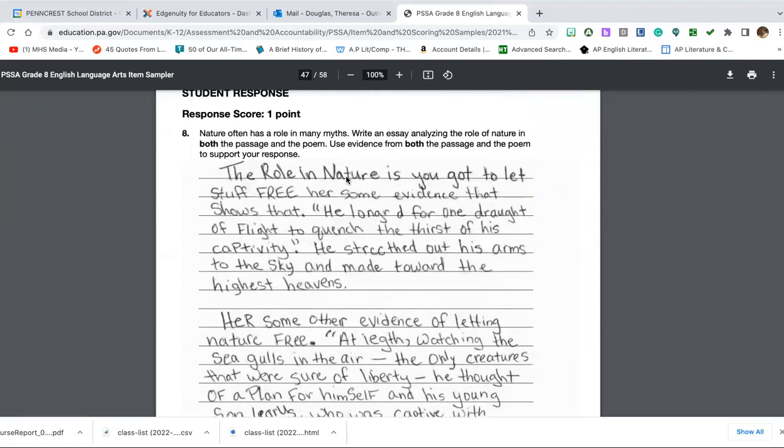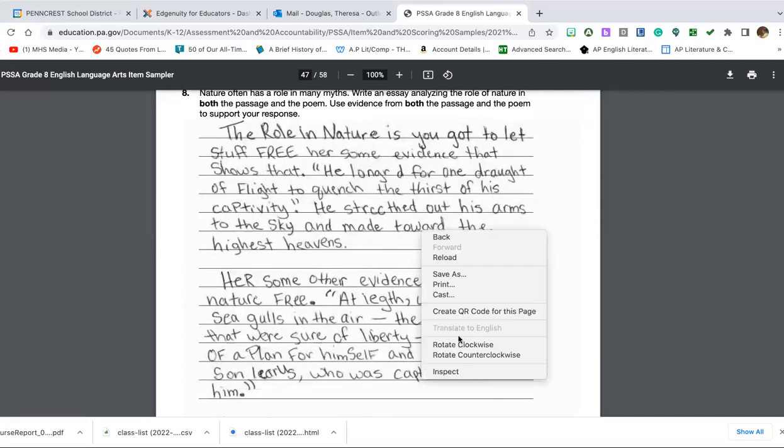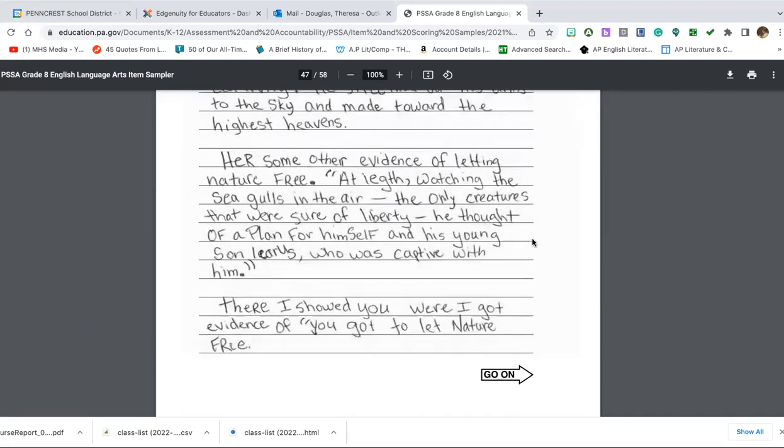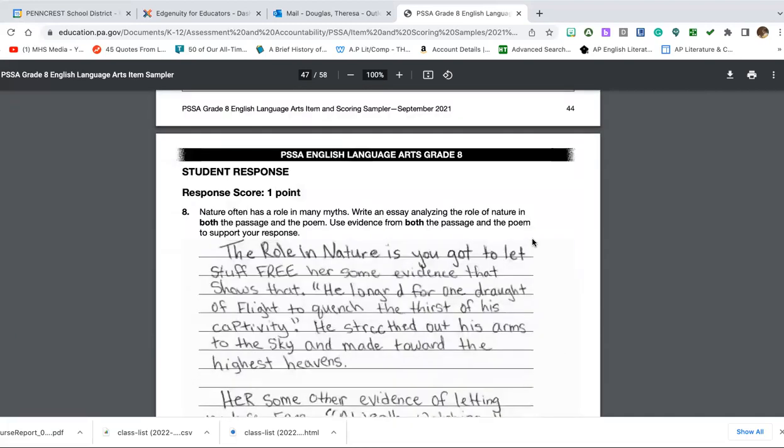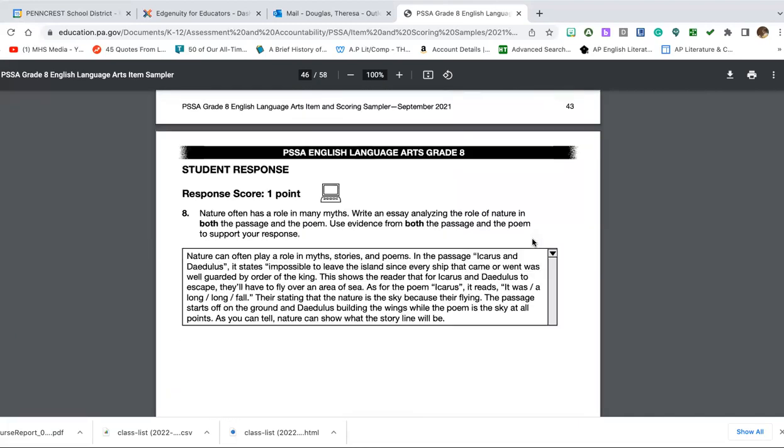Now, what's the problem is that nature often has a role in many myths. Write an essay analyzing the role of nature in both the passage and the poem. So there needs to be evidence from both the passage and the poem. And you can see that this person wrote 2 paragraphs about it. It can only be assigned 1 point.